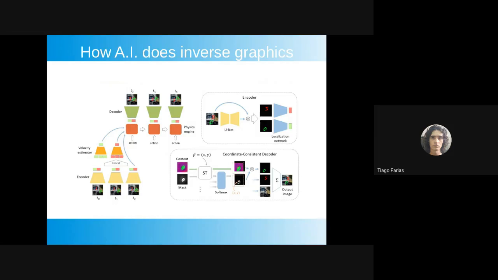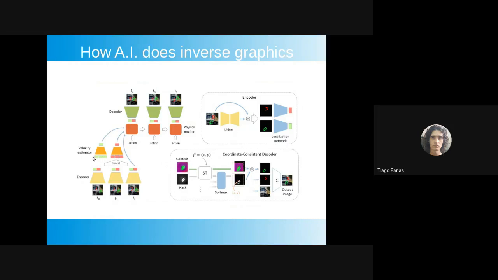So what you pass is 2 or more images through the same encoder, and through these encoders, you estimate the velocity. This velocity estimator is also a neural network. So the velocity estimator takes these positions here and outputs the velocity of each object in the image.